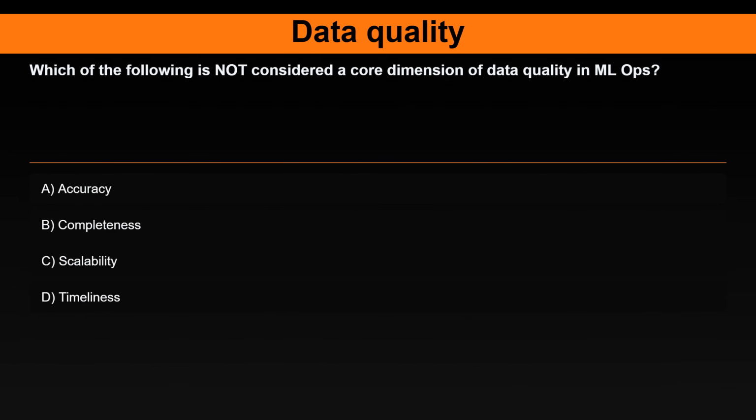Question 7. Which of the following is not considered a core dimension of data quality in MLOps? Option A, accuracy. Option B, completeness. Option C, scalability. Option D, timeliness.